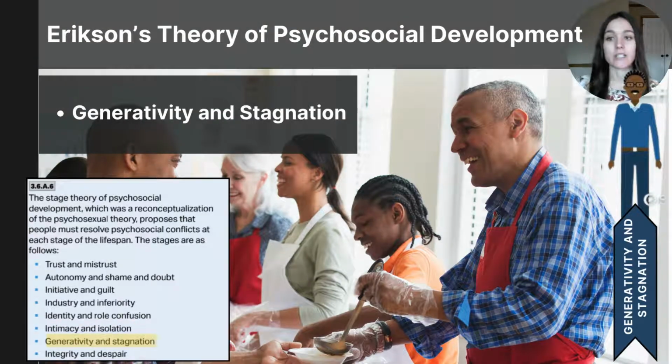The next stage is generativity versus stagnation, or generativity and stagnation. This is happening in the middle adult years from the age of about 40 to 65 years old. Generativity refers to the desire to help others and contribute to society and make something meaningful out of your life. And stagnation is the feeling of being stuck and not having a sense of purpose. And this conflict involves whether the adult feels a sense of productivity and contribution to society, or if they experience stagnation and a lack of purpose.